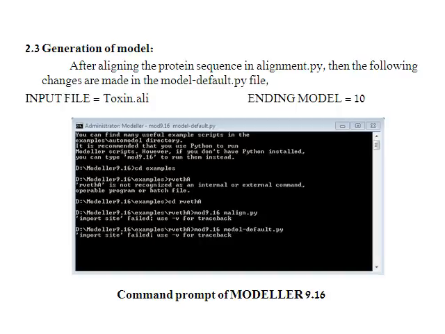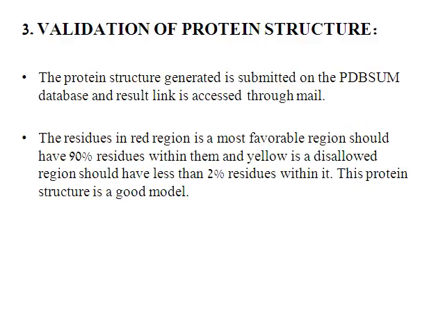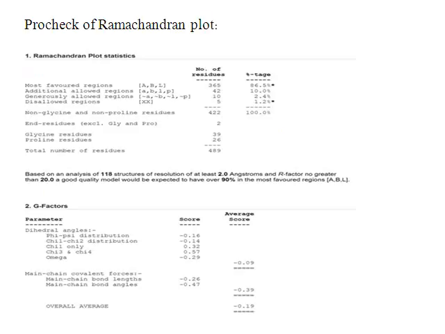Then we have to validate the particular protein structure. The generated protein structure is submitted to the PDBsum database for validation, and the result is received through email. The result should provide complete detail about the residues present in the most favorable region, which is shown in red, and 90% of the residues should be in that region. Yellow is the disallowed region, and it should contain only 2% of the residues.